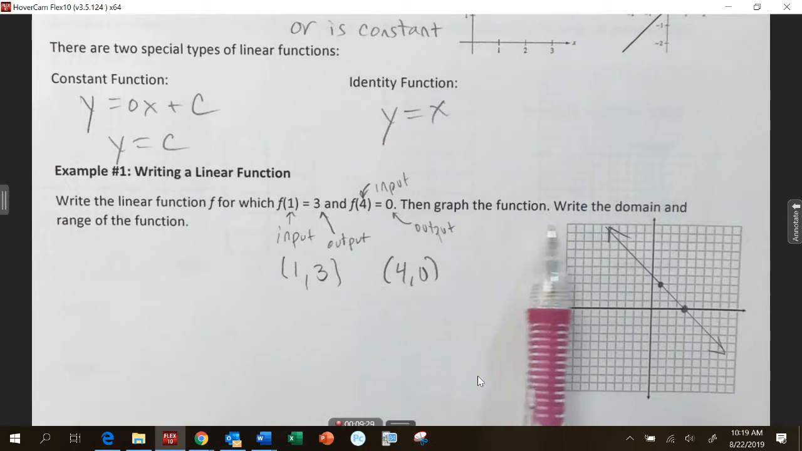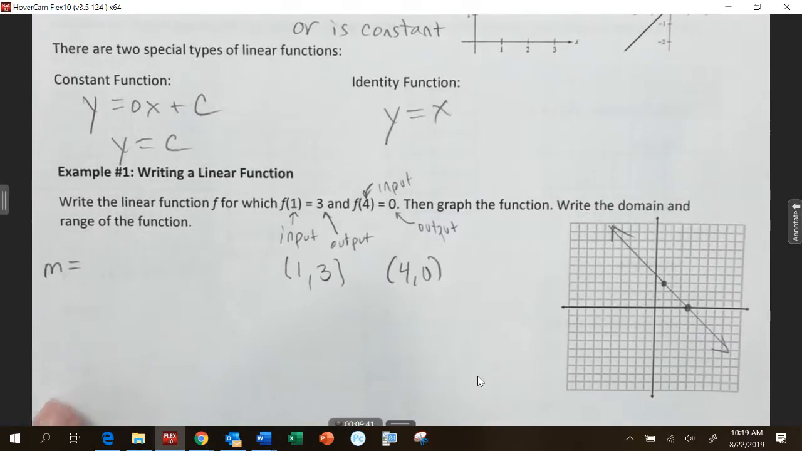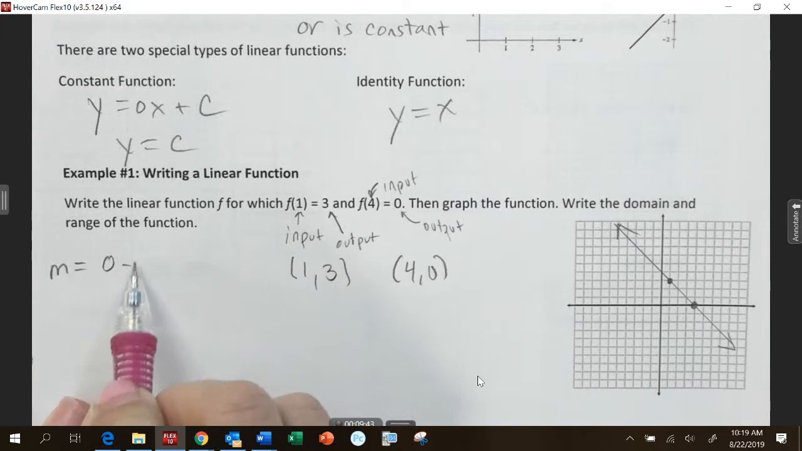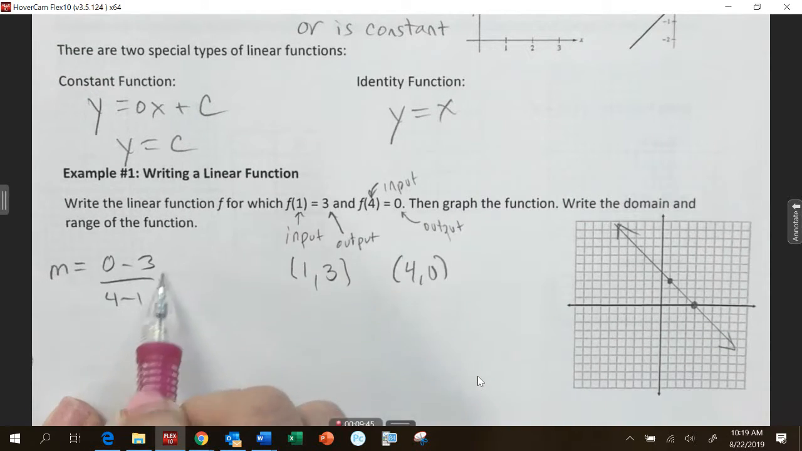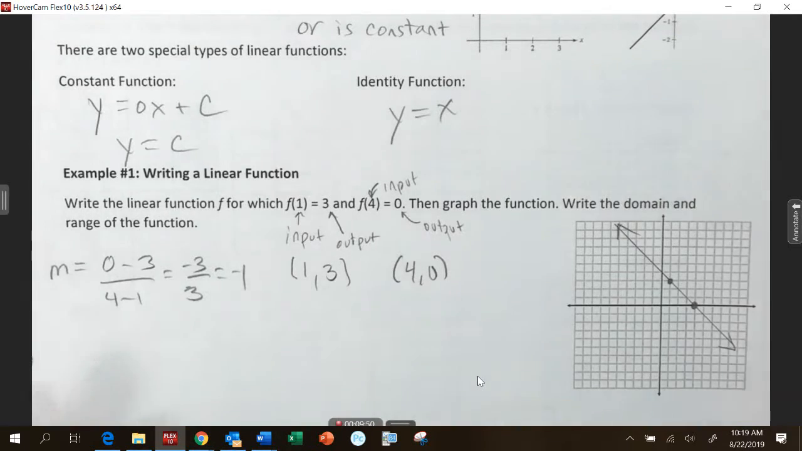Okay, now we have to actually find the equation. So what would I need to find this equation? What kind of information? Jalen? Slope. All right, let's find the slope. 0 minus 3 over 4 minus 1. Gives 3 over 3, negative 1. I got the slope. What should we do now?